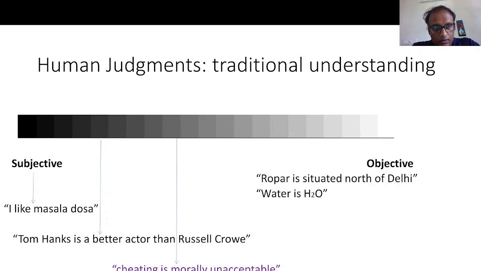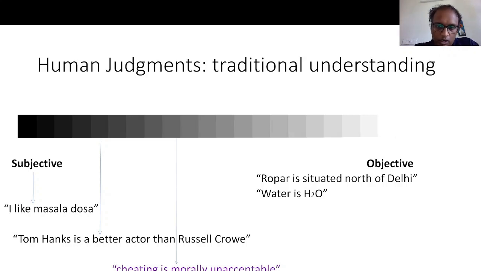Now as we head to the right-hand side of the spectrum, we have judgments such as cheating is morally unacceptable, or stealing is bad, or we should treat people who are suffering with compassion, and so on. Now what sort of judgments are they? Are they subjective or objective statements? Most of the traditional understanding is that moral principles that guide us in deciding what is right or wrong are neither too subjective nor completely objective. They are, in a certain sense, part of this gray area between subjective judgments and objective judgments.